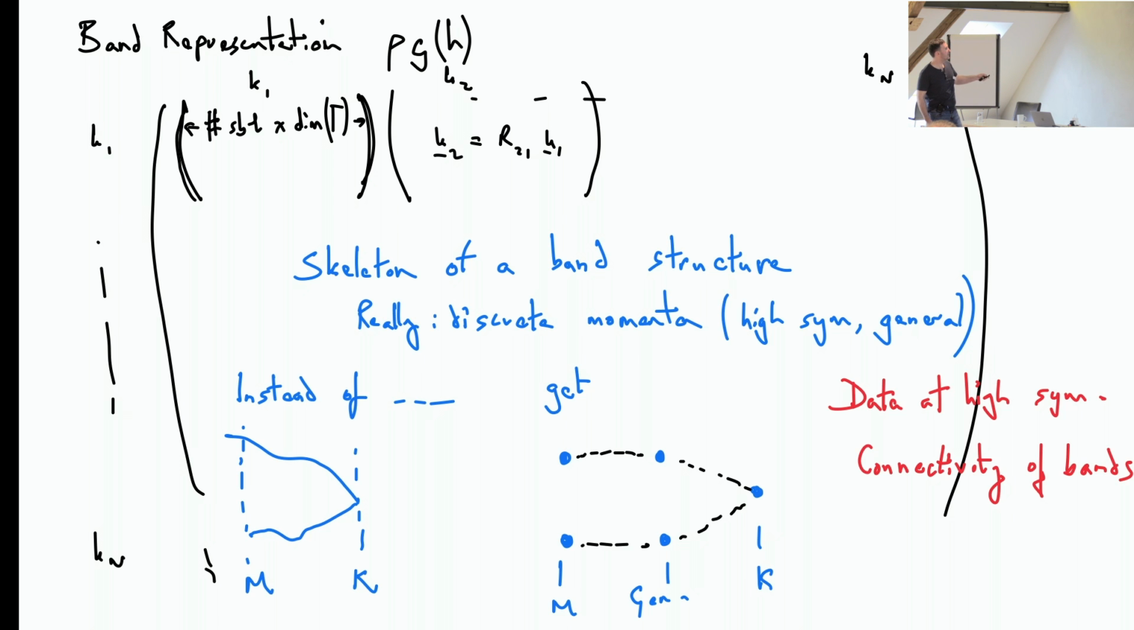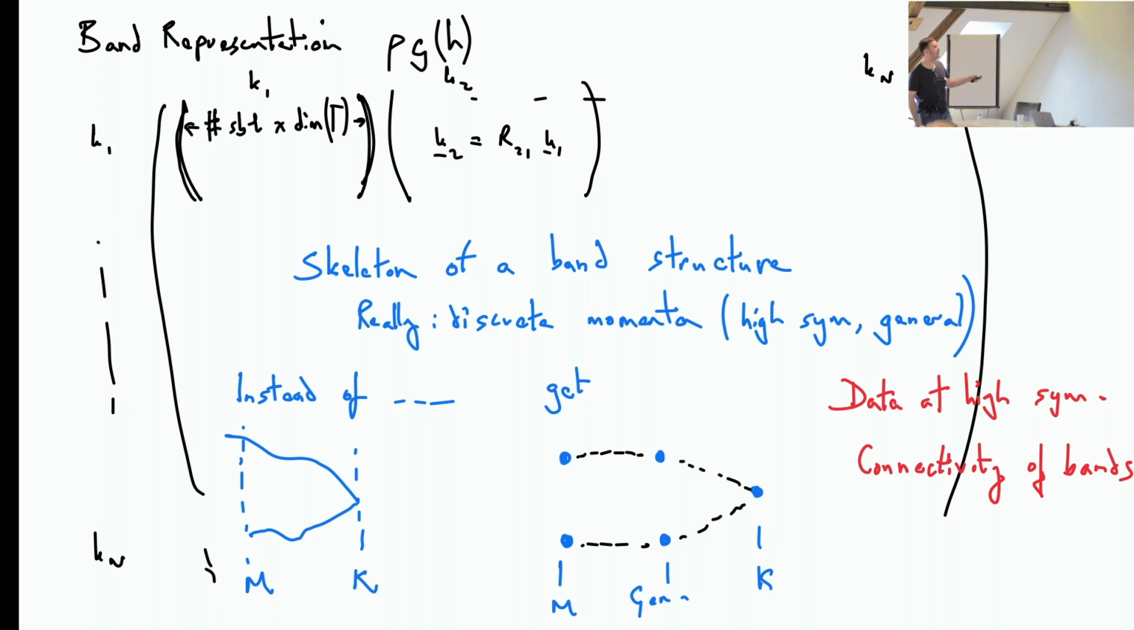So this breaks up into blocks, each individual block for a given pair of k's. Different k's can map into one another under the larger symmetry group. But an individual k vector will have internal blocks that depend on the number of sublattices and the dimension of the irreducible representation. And this encodes essentially the entire symmetry information within the band structure in a discrete way.